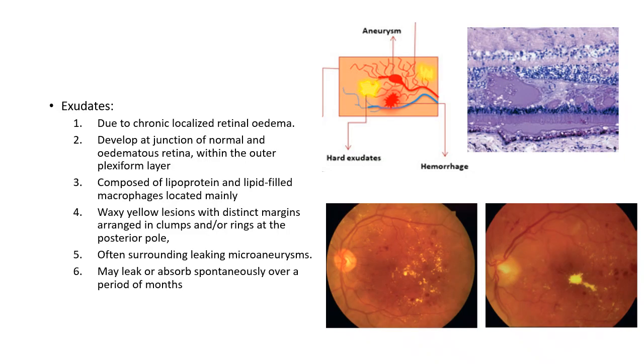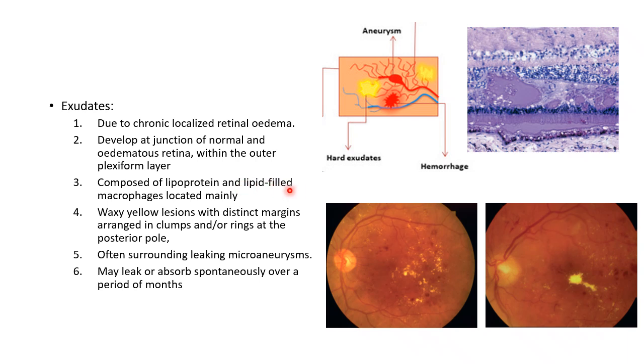Okay. Coming on to hard exudates. This is just a schematic showing the same. So you see, this is a hard exudate, it is basically located near the blood vessel, right? So why are they happening? They are because of chronic localized retinal edema. They develop at the junction of normal and edematous retina and they are present in the outer plexiform layer. You must know the level of the pathology. That's why I'm saying each and every point is important.